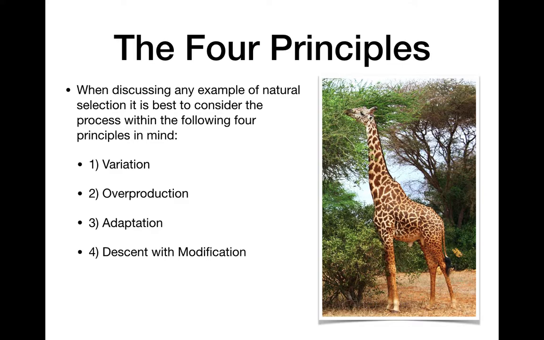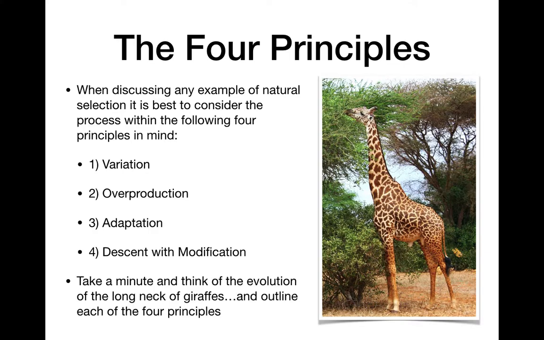And then descent with modification. The fish who are more likely to survive and do better are also probably going to pass on their genes and lay more eggs and then pass on their genes to the next generation. So more fish in the next generation are likely to have their traits. Faster swimmers, better eyesight, whatever it happens to be.